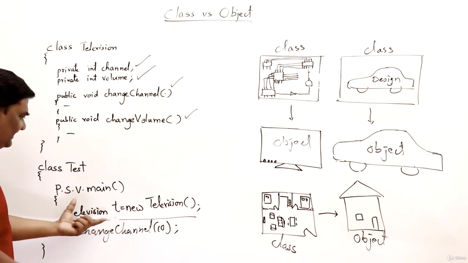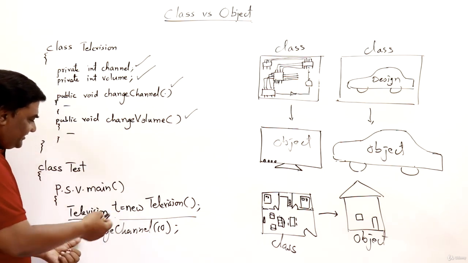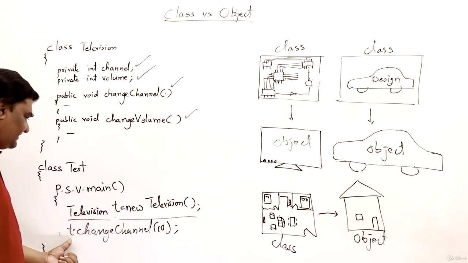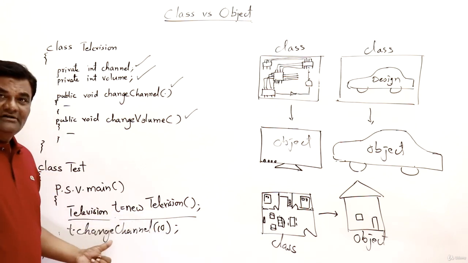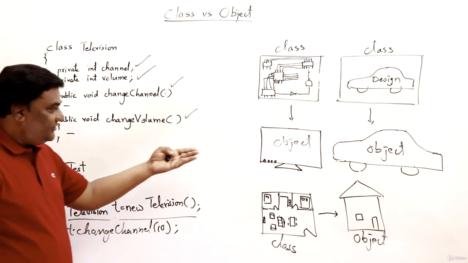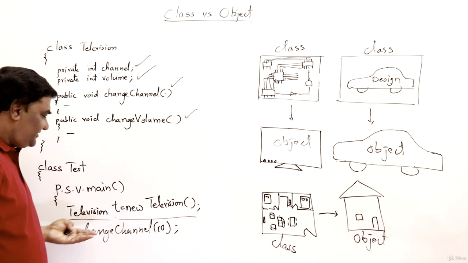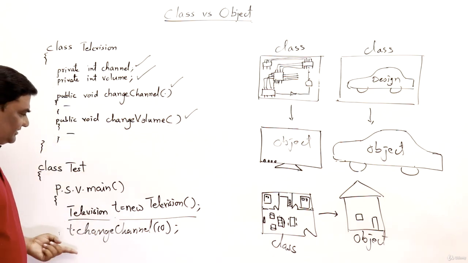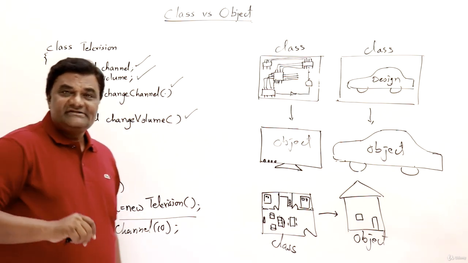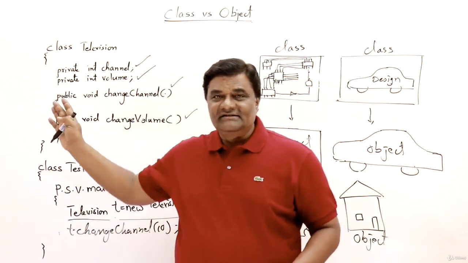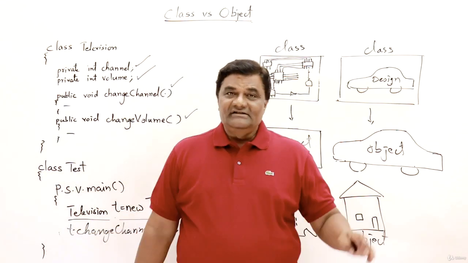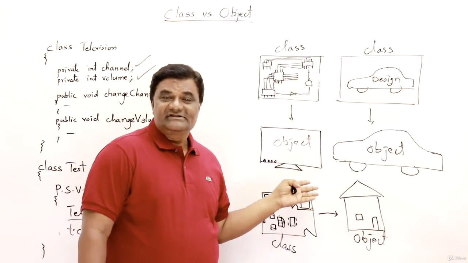Now, it is just like I have a television with me. I am changing its channel. I am saying television, change your channel to 10. So this is as simple as we do it here. So the object is there, and you can call the methods upon that object. So this is how we write classes and then we create objects, just like from a design, objects are created.